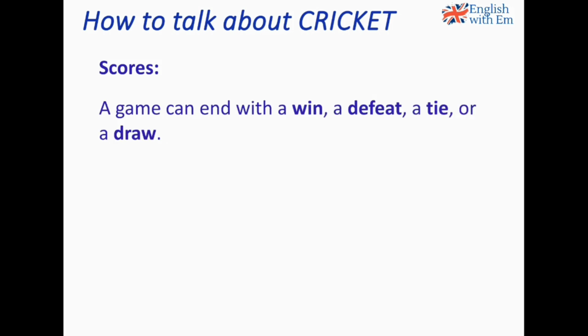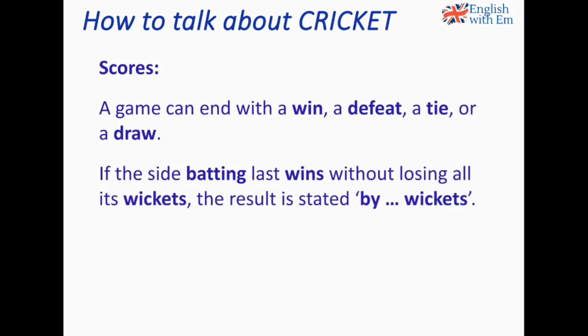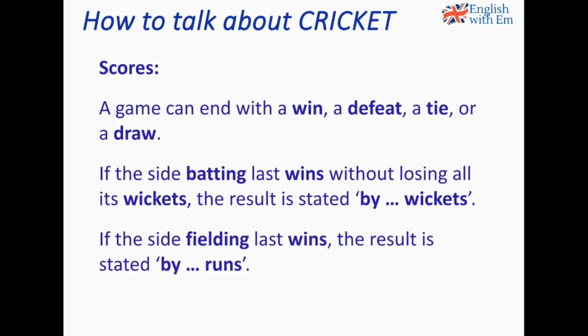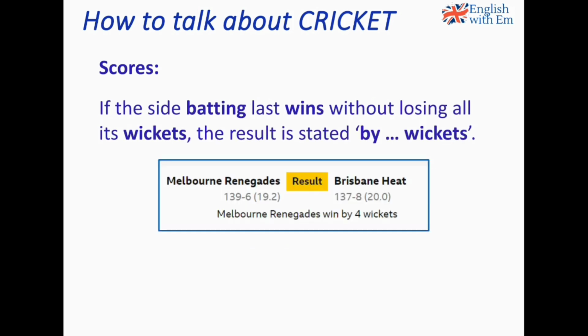Now, a game can end with a win, a defeat, a tie, or a draw. If the side batting last wins without losing all its wickets, the result is stated by wickets. If the side fielding last wins, the result is stated by runs. So let's have a look at some examples. So here we've got the side batting last winning.